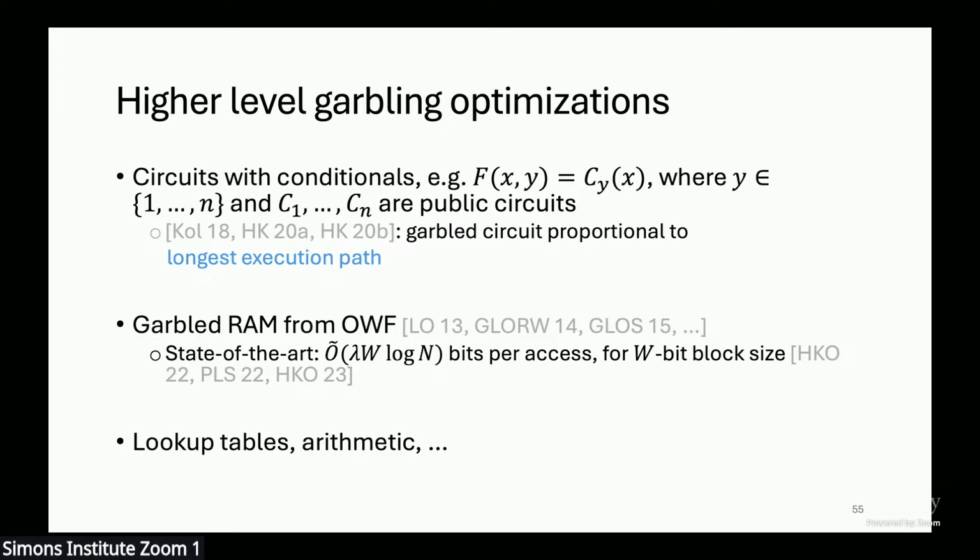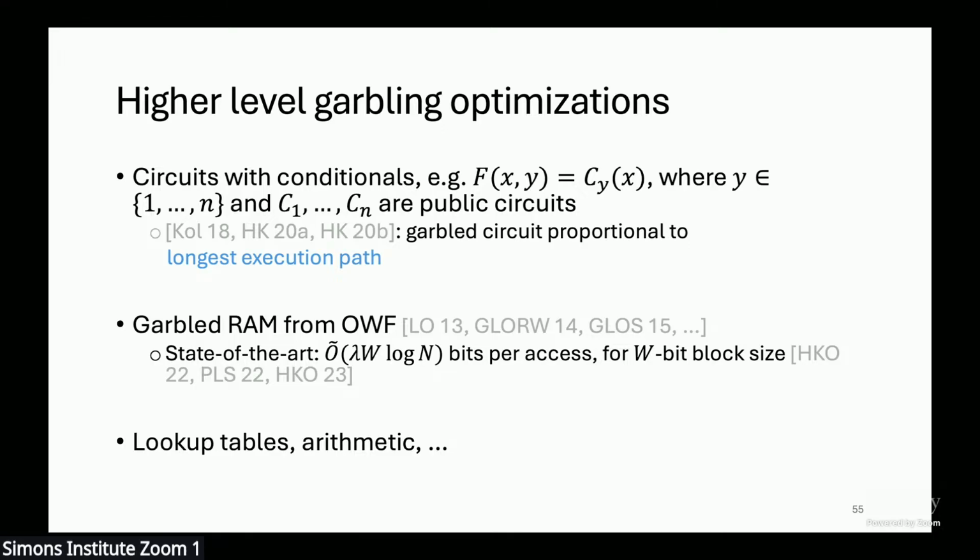And you can garble conditional circuits with communication proportional to roughly the cost of garbling one of the branches using these stacked garbling techniques by Heath and Kolesnikov, which basically gives you a garbled circuit where the size is proportional to the longest execution path of the program. And that's really nice. These techniques and other techniques for things like garbled lookup tables have recently been used also to build garbled RAM, with actually now pretty good practical concrete efficiency.